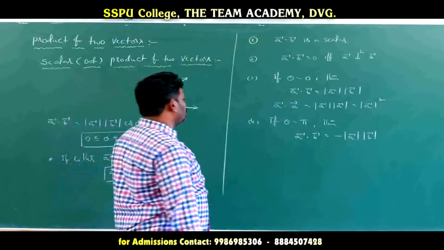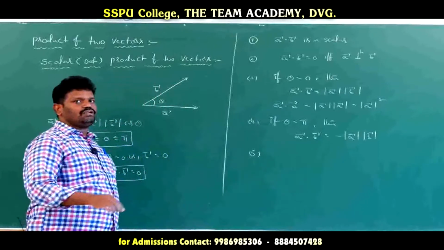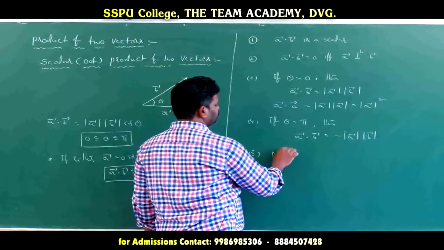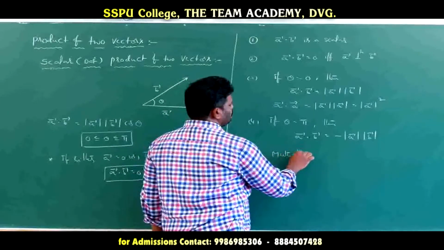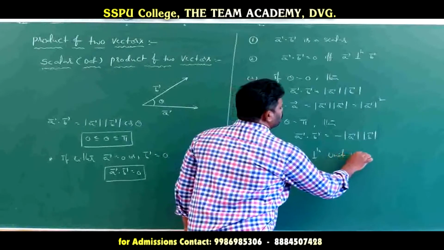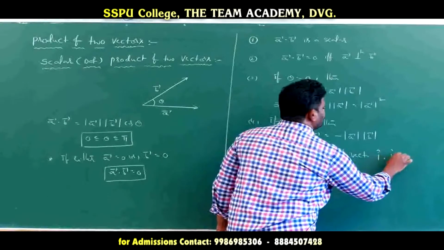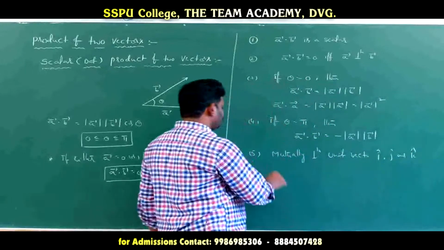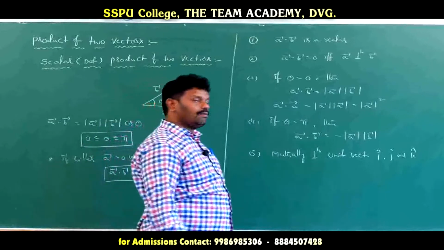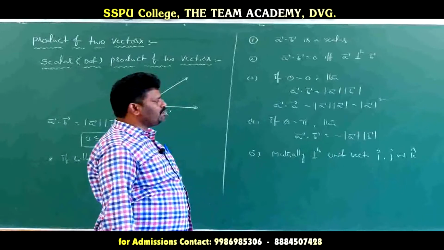So next, the fifth point. If we take mutually perpendicular unit vectors i cap, j cap and k cap, then applying the conditions from the earlier points, what do we get here?